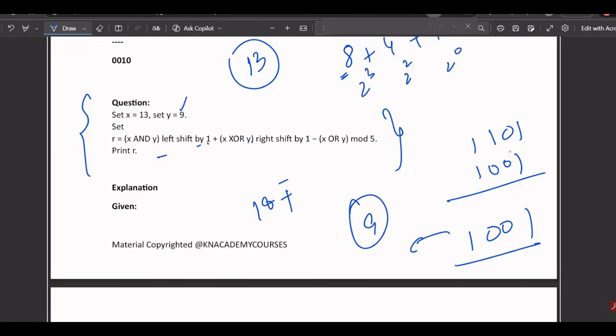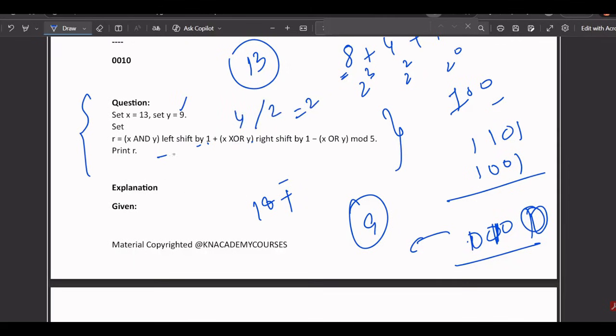So this is x, and x XOR y. XOR we already discussed: same symbol gives 0. So it will be 0, 1, 0, 0, which is 4. So 4 right shift by 1 means 4 divided by 2, which is 2.